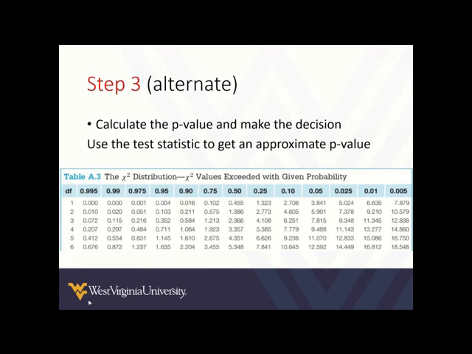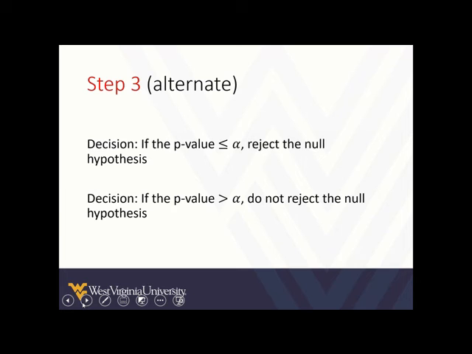And the alternative way is to calculate the p-value, just like we did when we were doing the hypothesis test for mu when sigma was unknown. We cannot get an exact p-value. The best we can do is get a range from our chi-squared table. In general, this is not the method I recommend using, but it is a possibility that I want you to be aware of. But in general, I'd rather you use the previous method.